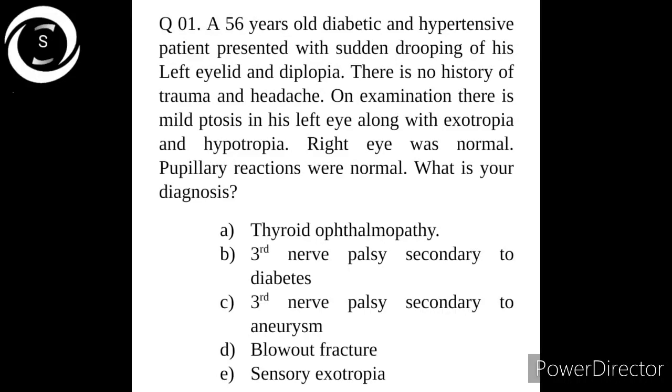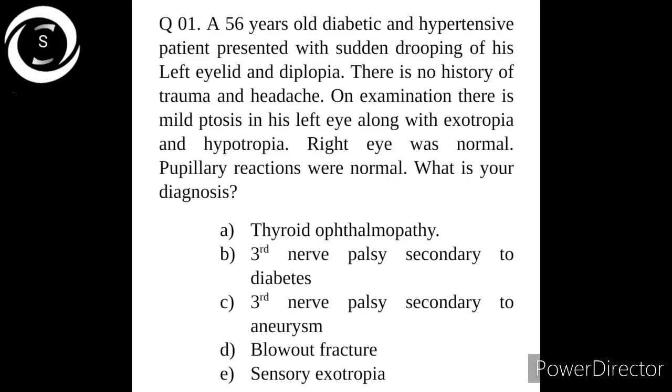Now let's discuss these MCQs. A 56 years old diabetic and hypertensive patient presented with sudden drooping of his left eyelid and there is diplopia. So when there is drooping and diplopia, then it means that it's a third nerve palsy or Horner syndrome.